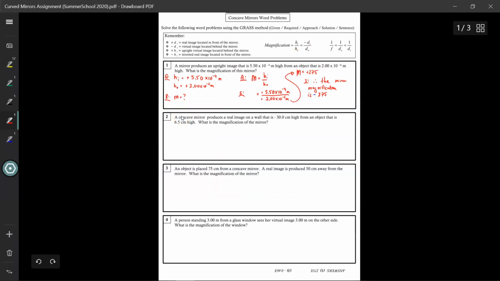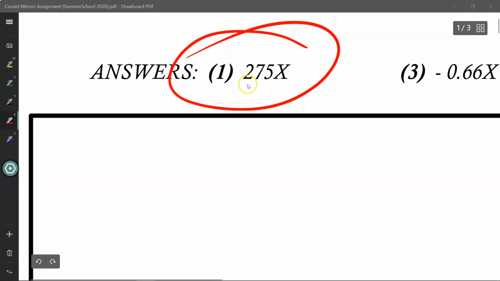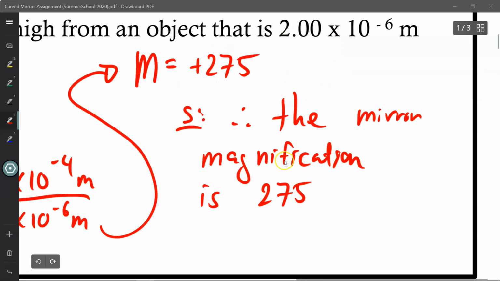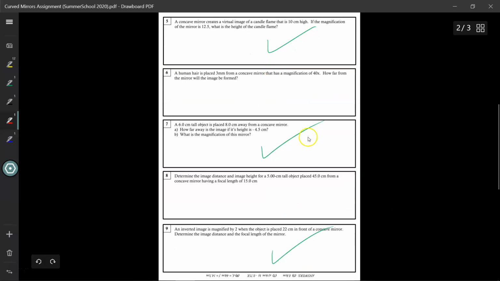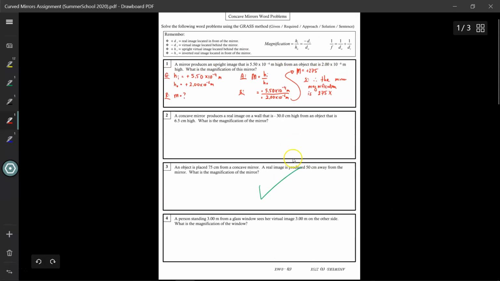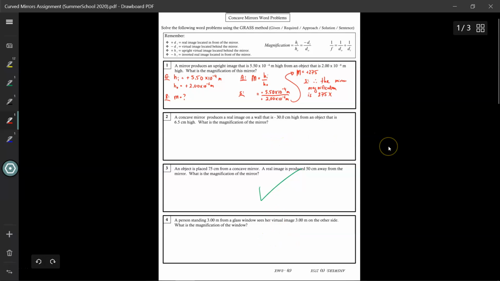Alright, so I'm going to let you try the rest of these concave mirror questions yourself. Just a reminder, please check your answers at the bottom. So for instance, the question we just did had a magnification of 275x, where the x just means it's 275 times bigger, which is exactly what we have here. Although maybe I should put in the x to show that it's 275 times bigger. In any case, try out the questions with answers and compare them to make sure you're on the right track. And the ones that don't have answers, of course, you will submit as your assignment.